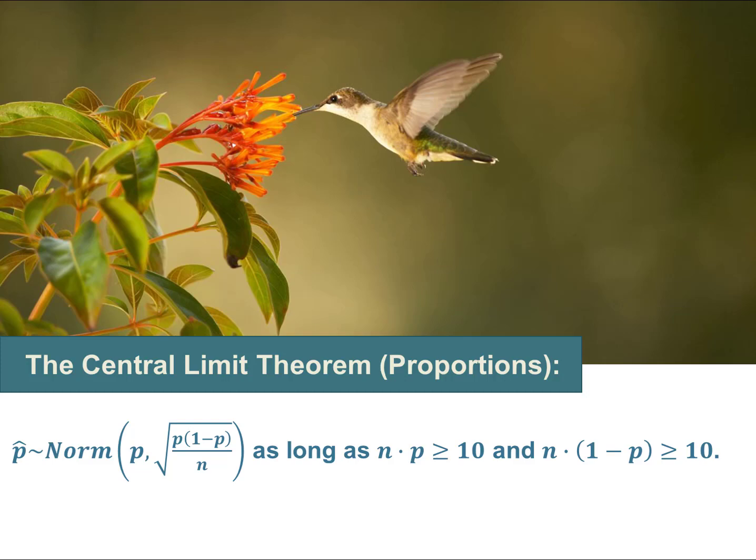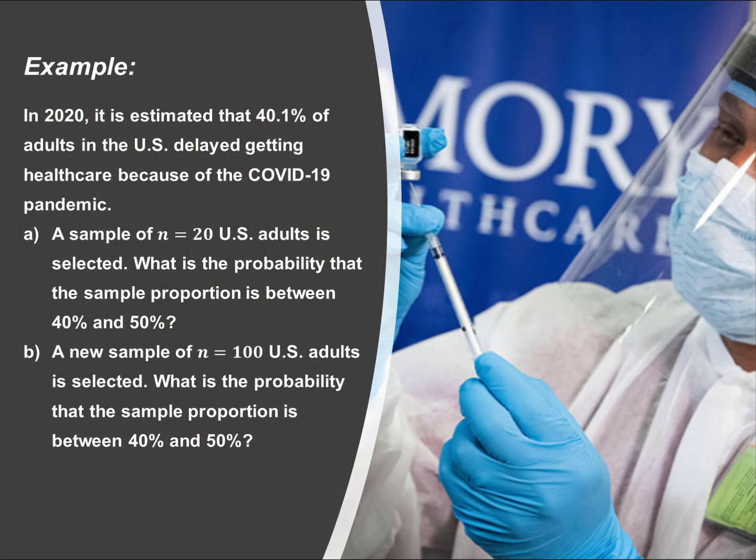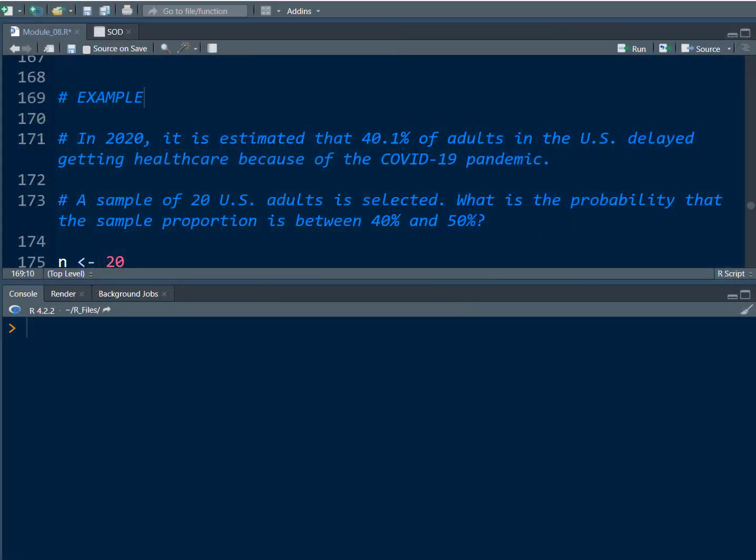Let's jump into an example. In 2020, it is estimated that 40.1% of adults in the US delayed getting health care because of the COVID-19 pandemic. A sample of n equals 20 US adults is selected. What is the probability that the sample proportion is between 40% and 50%? We first check the assumptions.